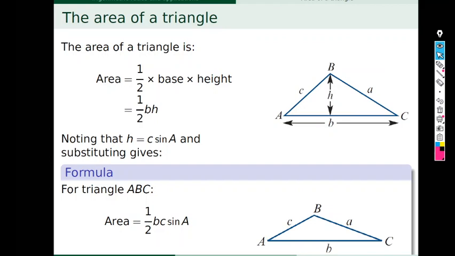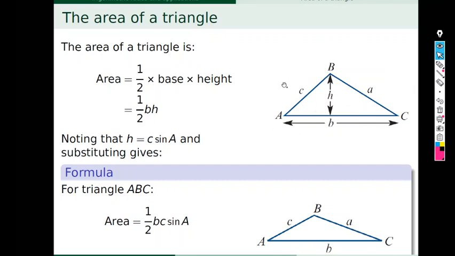In this video we're going to look at a formula that is handy for getting the area of a triangle, for any triangle where all you need to know is some side lengths and an angle. You're probably quite familiar with the formula at the top here, half base times height, what we've been using so far.